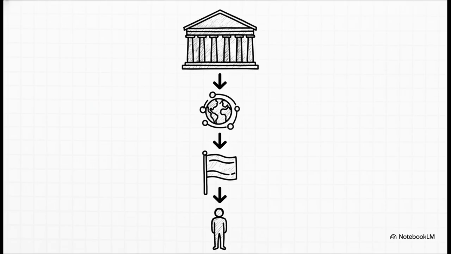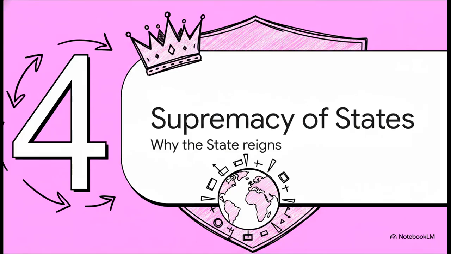And finally, individuals. This is fascinating because you aren't just an object anymore. Individuals now have international duties, meaning you can be held liable at the International Criminal Court for egregious crimes. And you have international rights, meaning you can actually sue your own government under human rights treaties. That is a massive shift in human history. Let's dive into part 4, the supremacy of states.